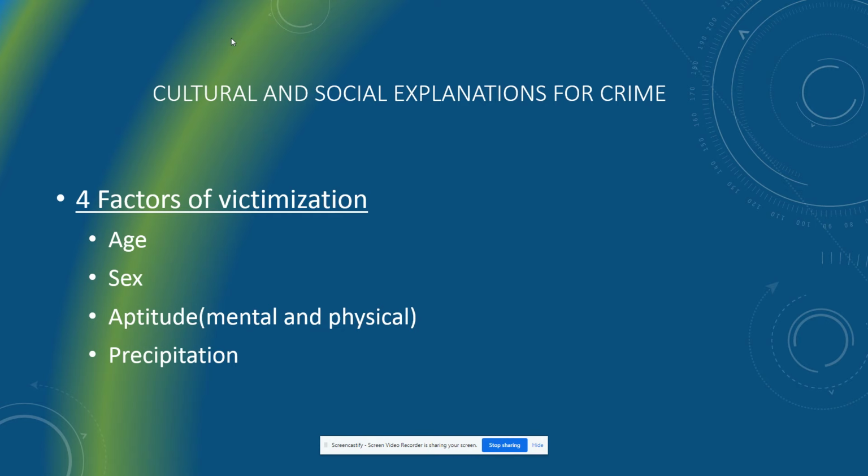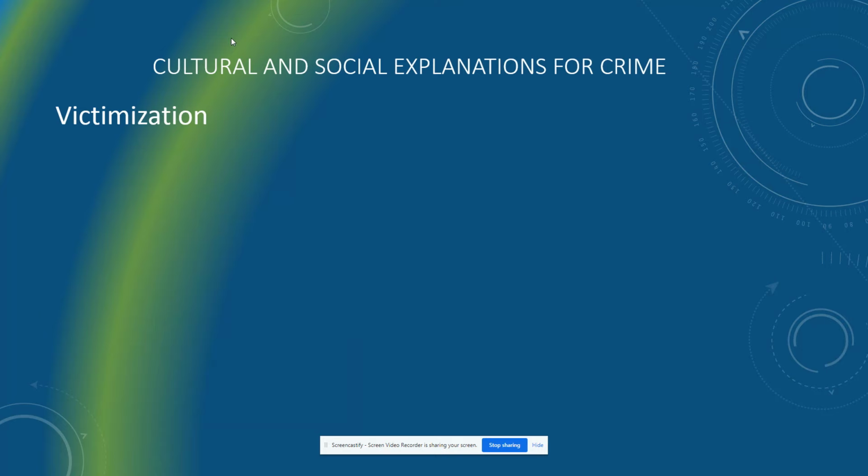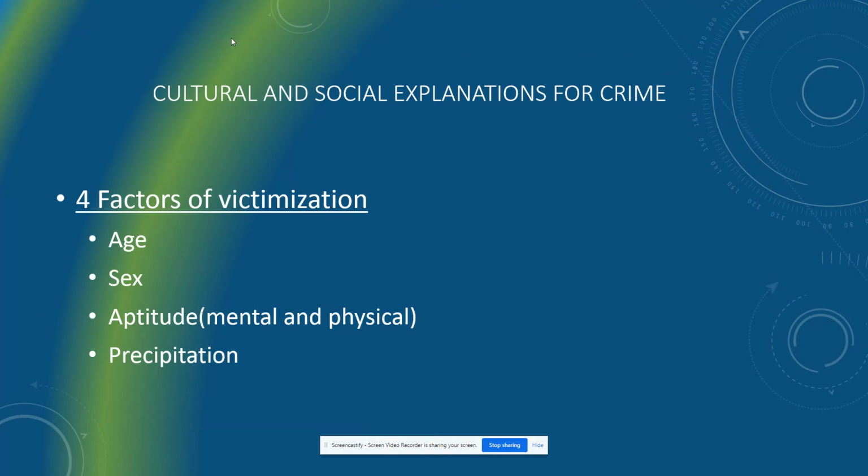Okay. Sex depends on the crime. As I alluded to earlier, men are more likely to be victims of violent crimes, whereas females are more likely to be victims of sex crimes. Aptitude, mental and physical aptitude, meaning, how well do you think, or do you have any physical or mental disabilities? Those are things that make a difference. Unfortunately, we have people who are mentally ill that are taken advantage of, and become victims without obviously desiring that.